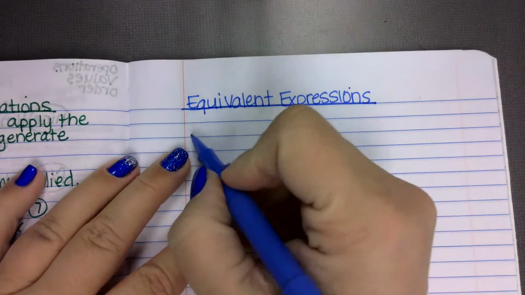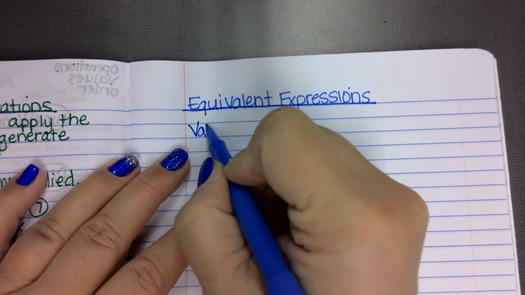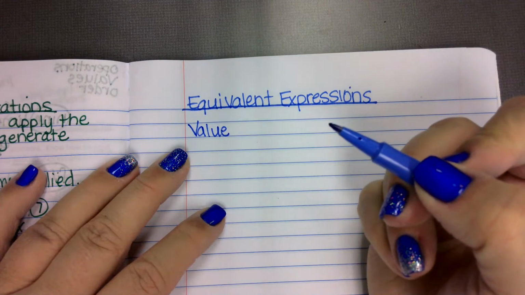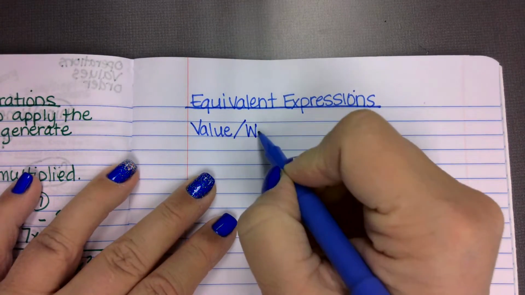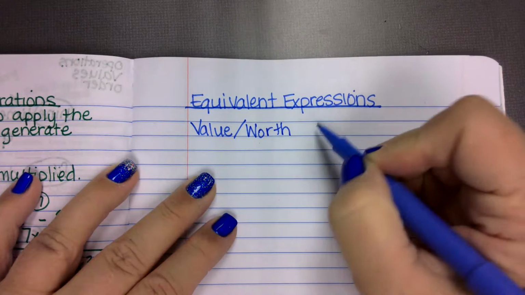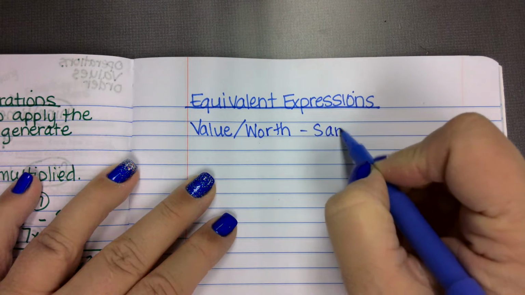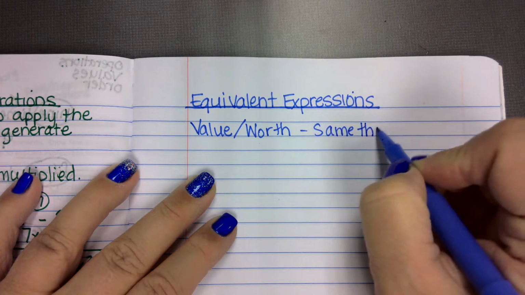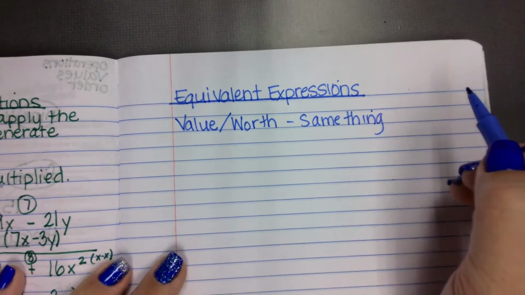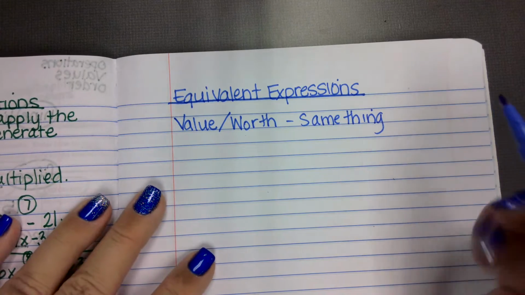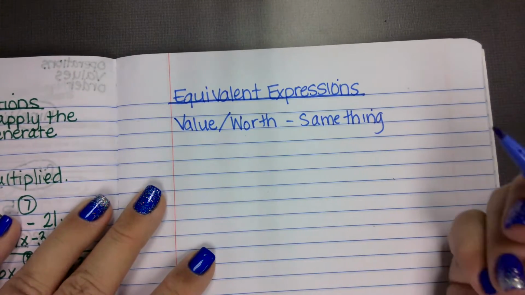So we need to make sure that we understand that the value, which is a word you're going to hear a lot in algebra, is what something is worth. And they are the same thing. So what do I mean by this? Well, we're going to start off with how are some ways that we make 24.